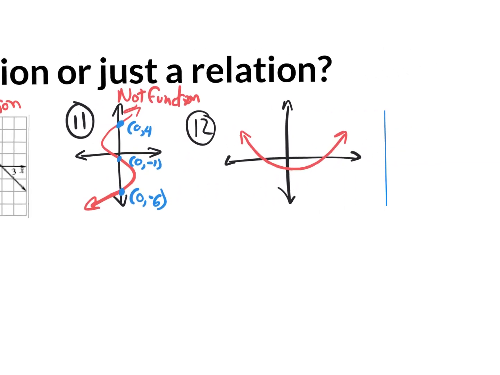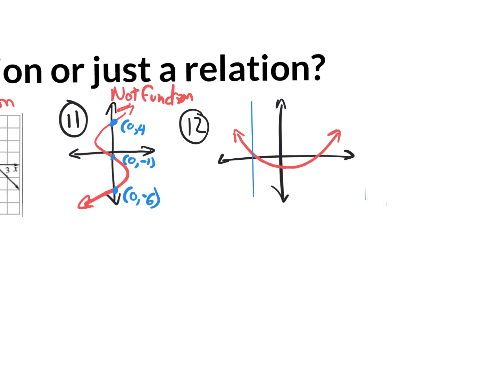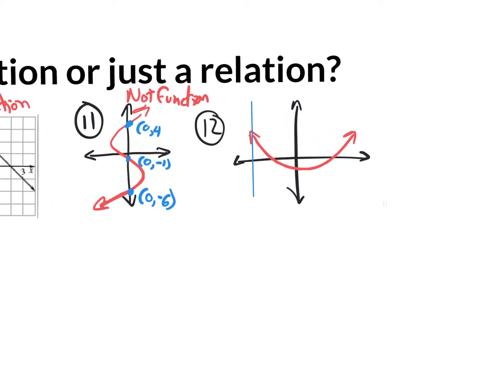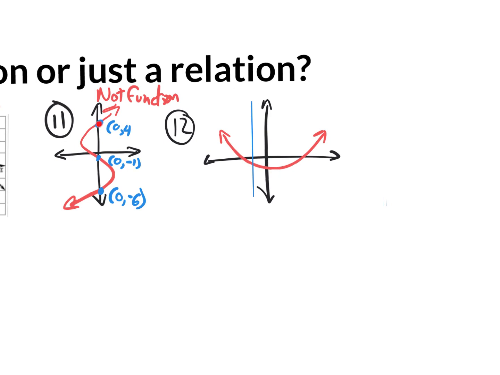Let's move on to number 12 over here. And this last one, as you can see, it does pass the vertical line test. No matter where I stop the blue line, like stop right there, I have only one point of intersection. When I take this vertical blue line and wherever I move it to, it's only going to have one point. It's never going to have more than one point on the graph with my vertical line.